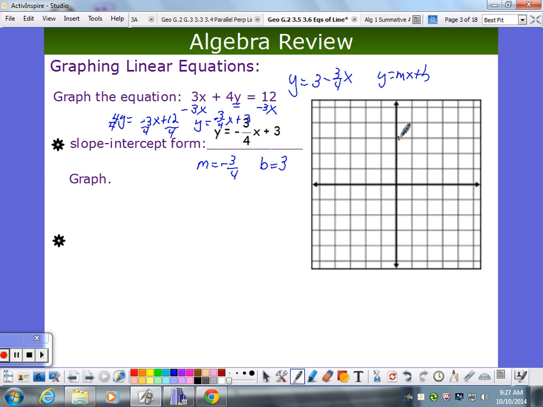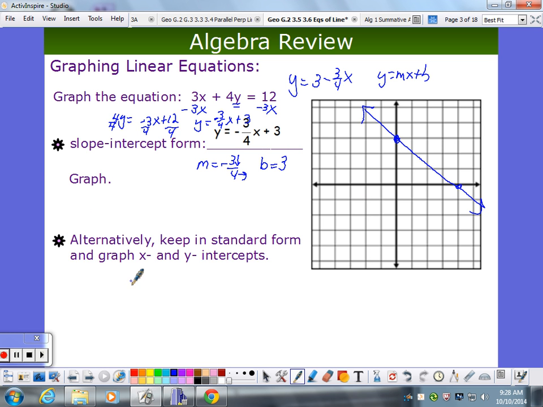So I'm going to go to my y-intercept of 3, and then I'm going to go down 3, right 4. 1, 2, 3, 1, 2, 3, 4. Alternatively, you can go the opposite direction, up 3 and left 4. 1, 2, 3. I'm kind of off my own chart here, but I could have. And then I want to have at least 2 points, because now we know officially that 2 points determine a line. I can graph my line.